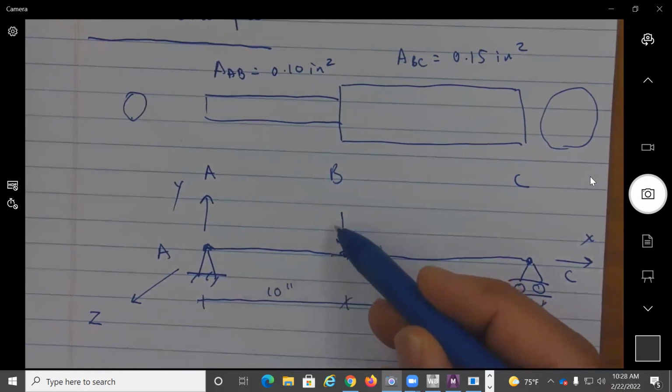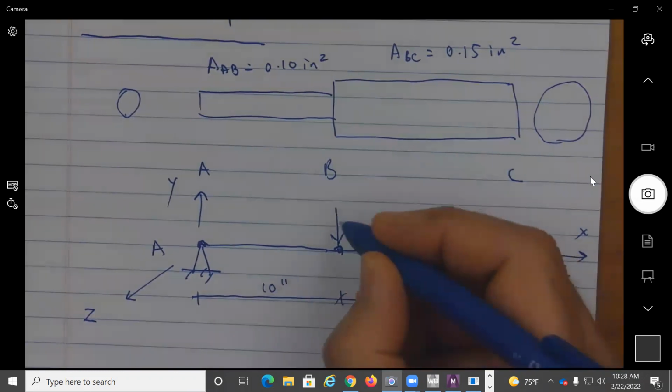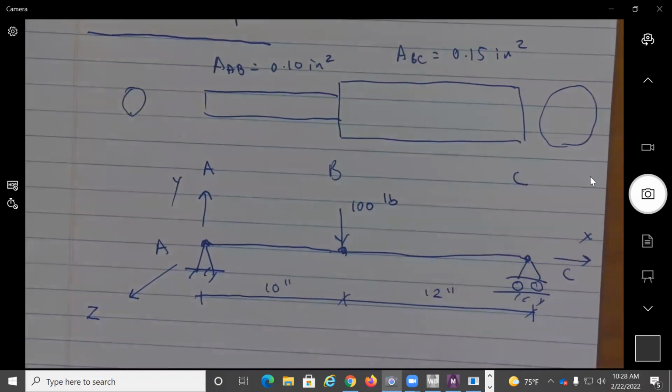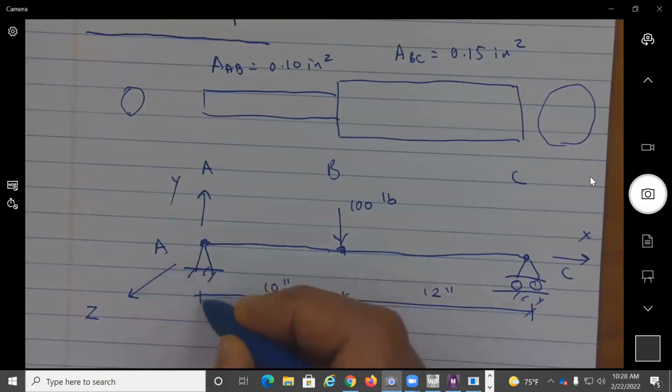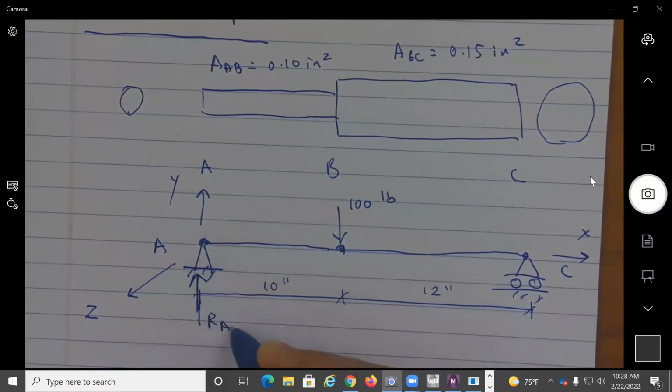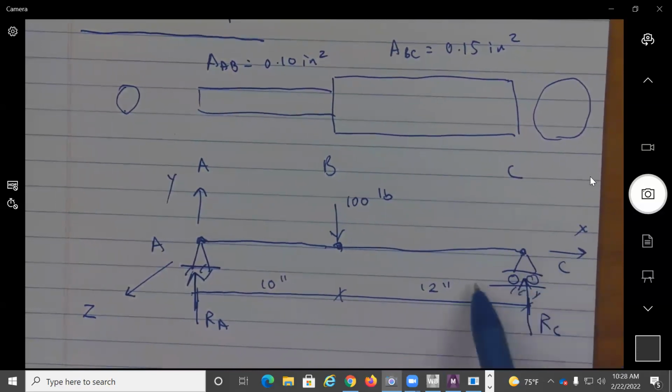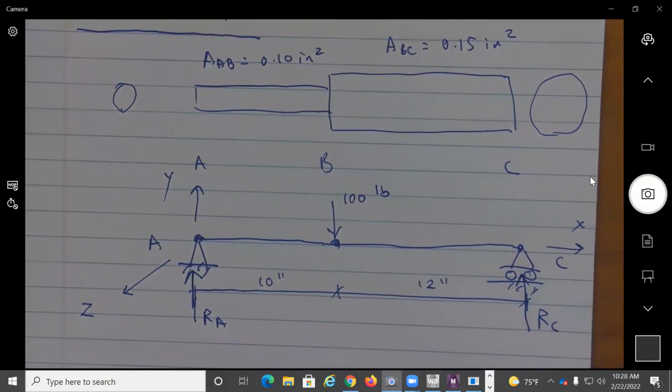And let's apply here a load of 100 pounds. If I look at this simply supported beam, it's a determinate problem, meaning I can simply use equations of equilibrium to solve for the unknown support reactions. I can find RA, I can find RC, and we know that here this is a roller that allows only displacement along the x-axis, but really we shouldn't get much.